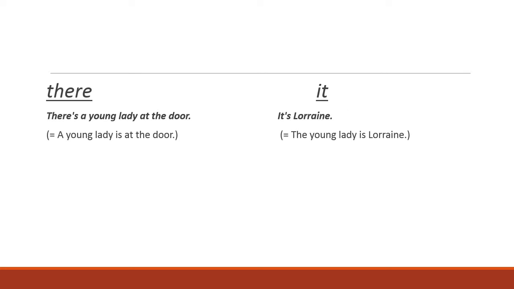Now look at these following sentences to observe where we need to differ in the usage of there and it. There's a young lady at the door. That means a young lady is at the door. And when you say it's Lorraine, it means that young lady is Lorraine. So now it describes that person who is at the door. Whereas there just says that someone is there, it says who that is.